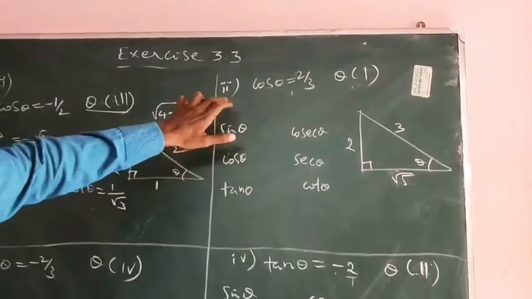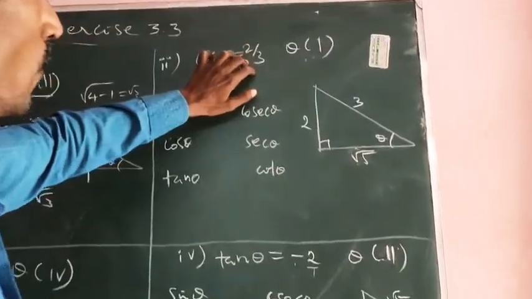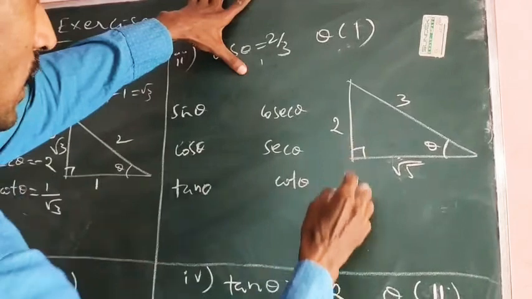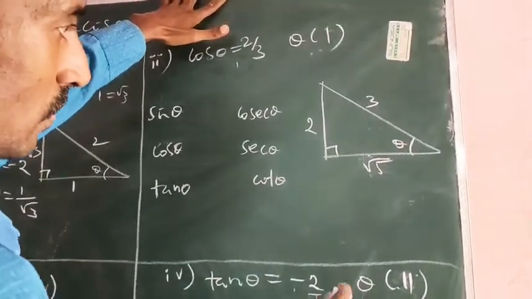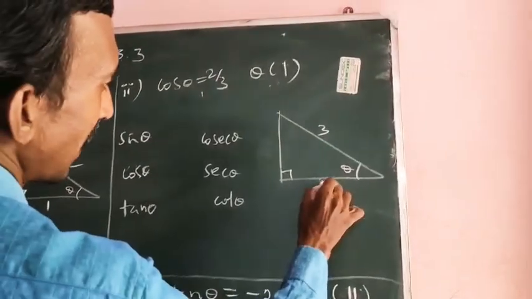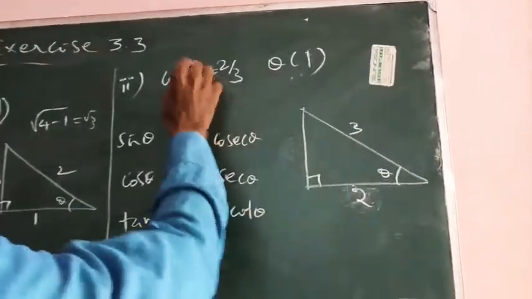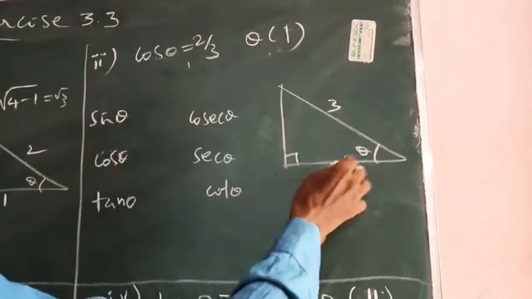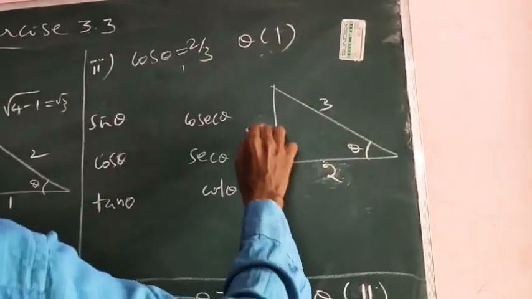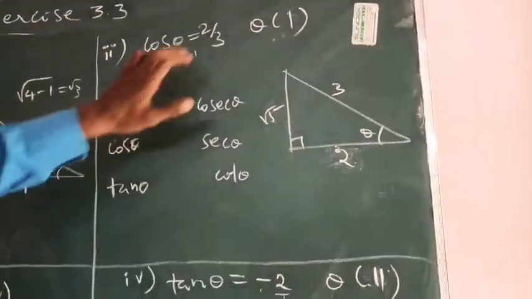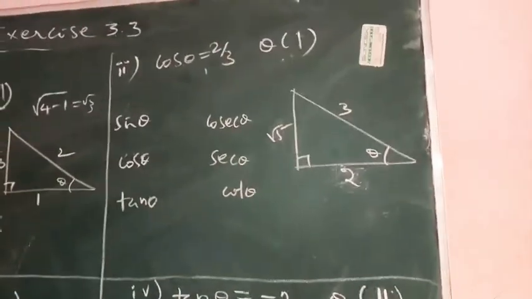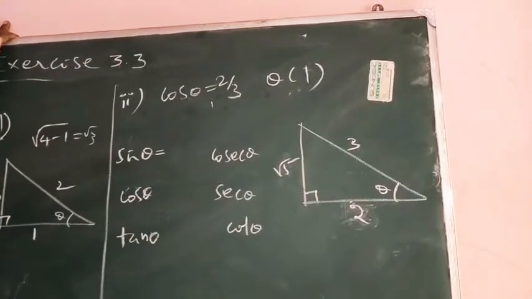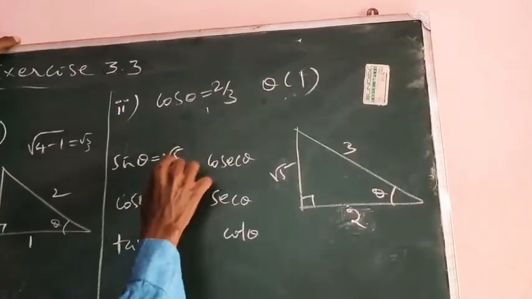Subdivision 2: cos theta equal to 2 by 3. Take a right angle triangle, adjacent side by hypotenuse equal to cos theta. So adjacent side and hypotenuse, we need this one. So root of 9 minus 4, root 5. Given that theta lies in the first quadrant, all are positive. So sin theta, opposite side by hypotenuse, is root 5 by 3.